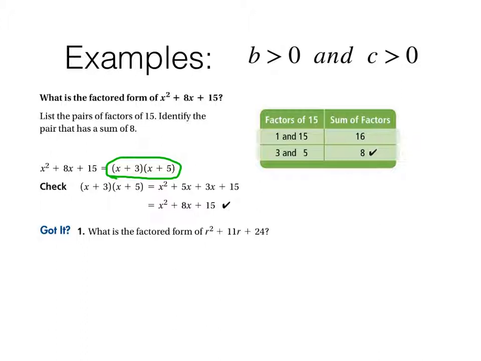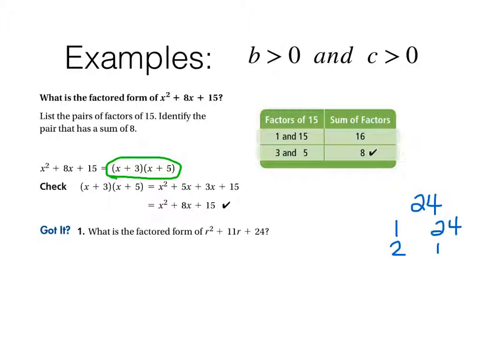Okay, so what's the factored form of r squared plus 11r plus 24? Pause it and try it on your own. Well, we're looking for factors of 24 that add up to 11. Well, 24 has a lot of factors. So I need to either start at the beginning and be systematic, or I need to think logically.